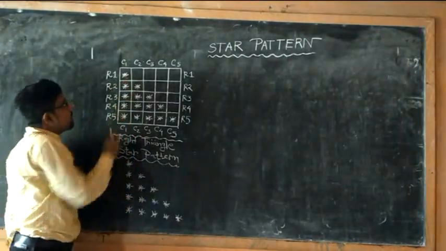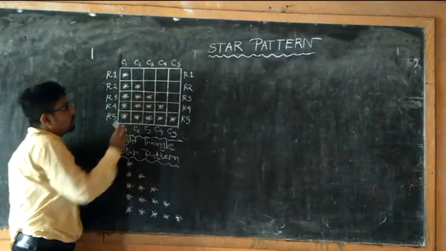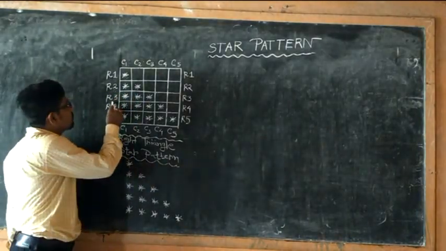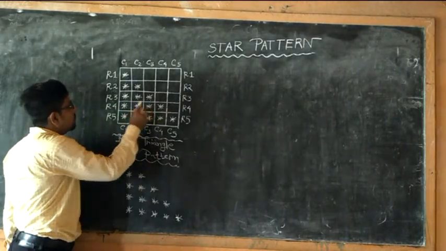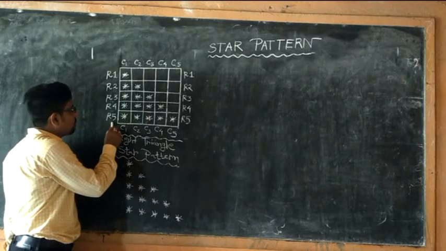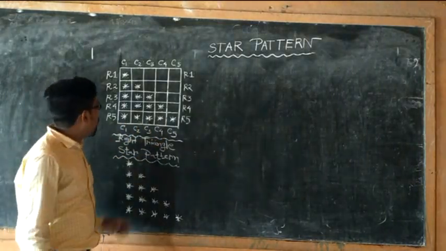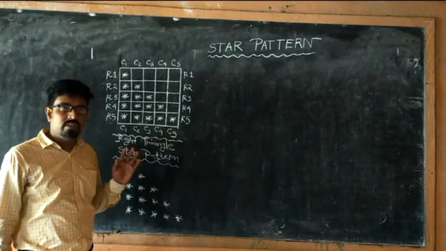So row number 1 can hold only one star, meaning one column value. Row number 2 holds only 2 column values. Row number 3 holds only 3 column values. Row number 4 has 1, 2, 3, 4, 4 column values. Row number 5 has 1, 2, 3, 4, 5, 5 column values. So 5 rows and 5 column values are there.